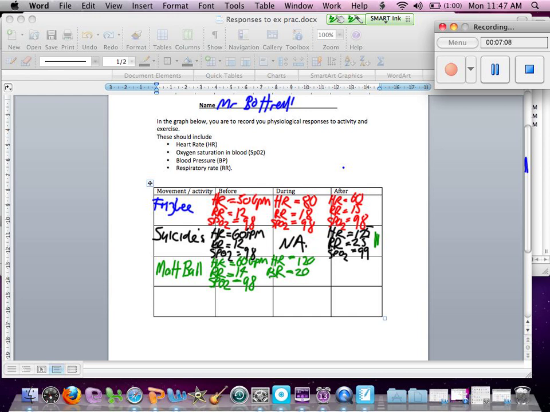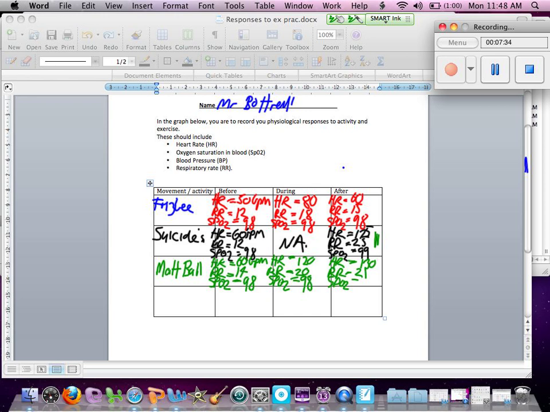I finish the activity, I play for another 3 or 4 minutes in a team game. Heart rate's 130, respiratory rate is 21, and my SpO2, my volume of saturated oxygen, is at 99.